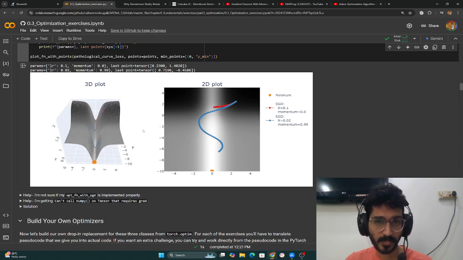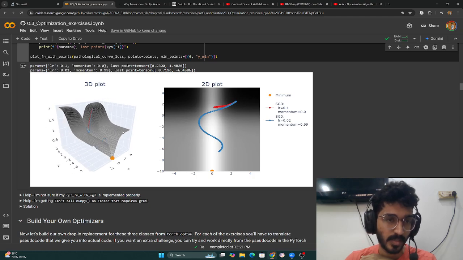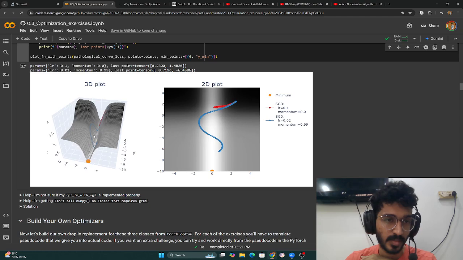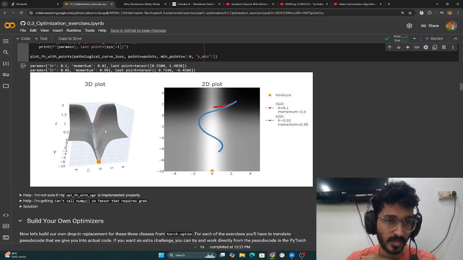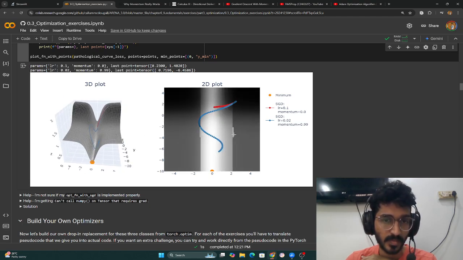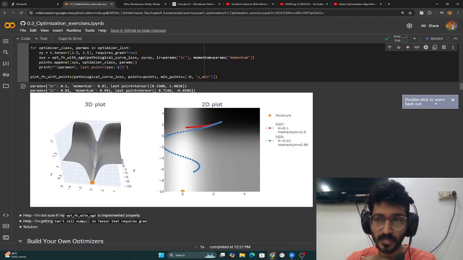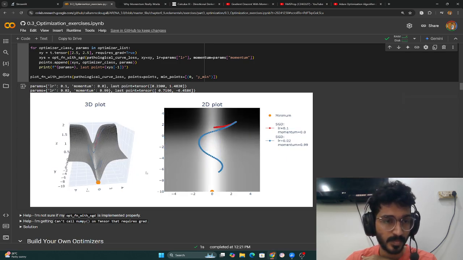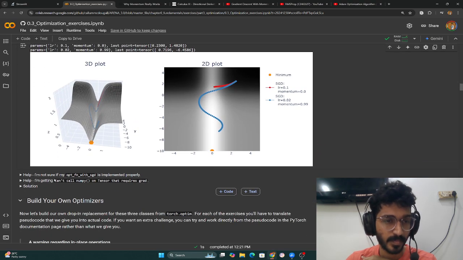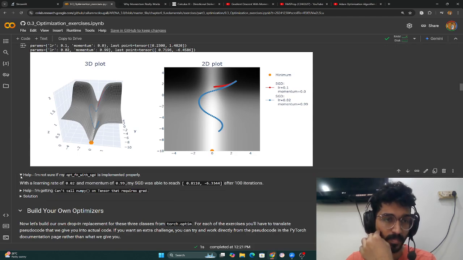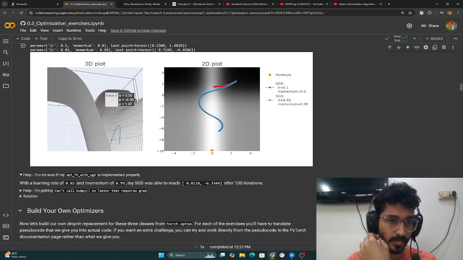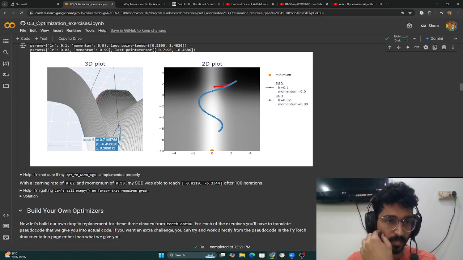So if you see in this case, the blue case where learning rate is 0.02, momentum is 0.99. Hmm, close enough.